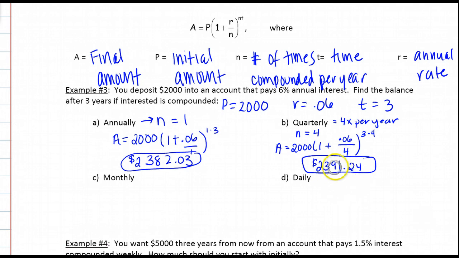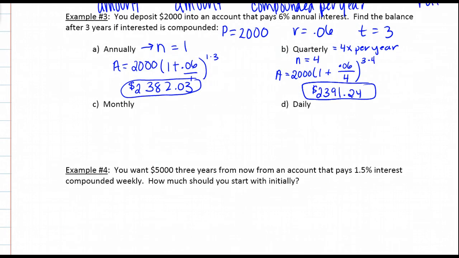So it looks like you're just making a little bit more free money when you're compounded quarterly. Now, most interest rates aren't this high, but that would be really nice. And most of them are actually compounded monthly. I know mine is.